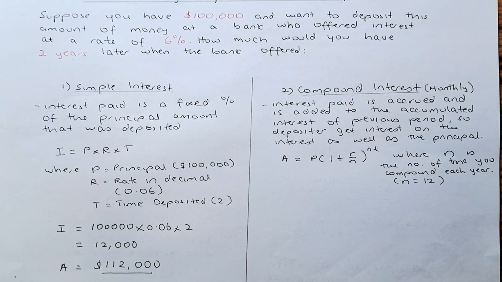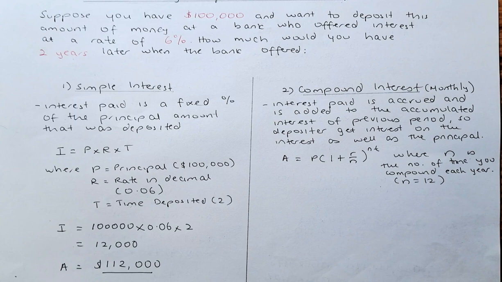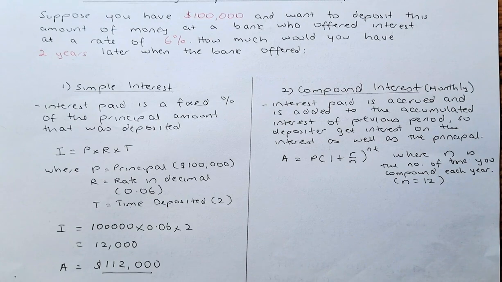For example, if you compound monthly, there'll be 12 times in a year that you get compounded, so n equals 12. If you compound quarterly, then n equals 4 because you are compounded every quarter. You are compounded, say for example, in March, June, September, and December. Great? Good. Now once we are ready, we can start calculating.